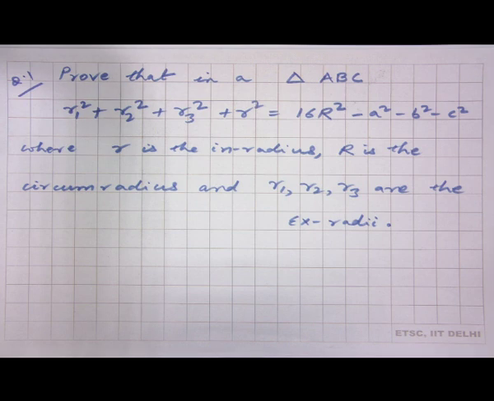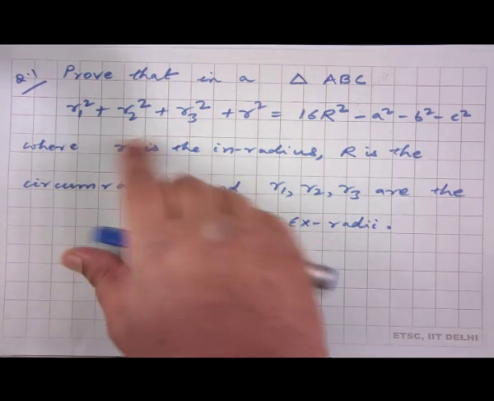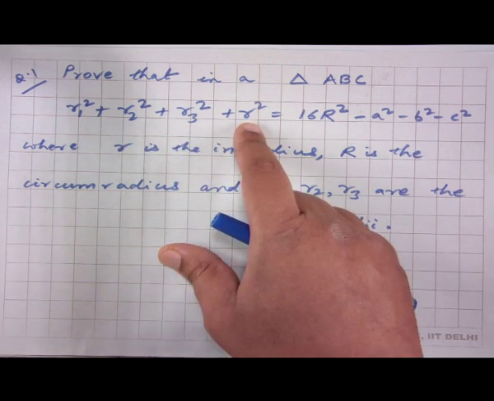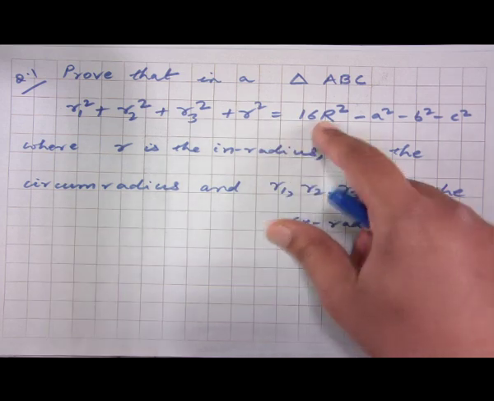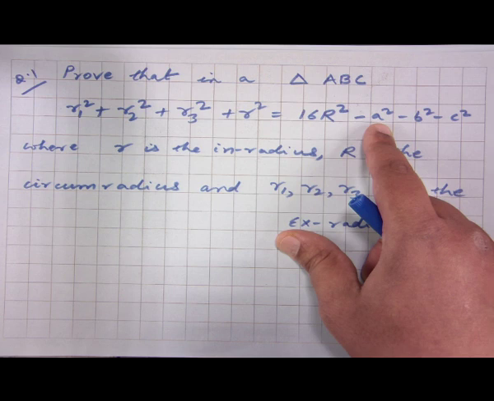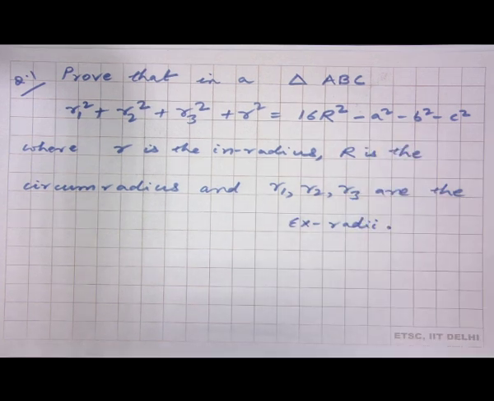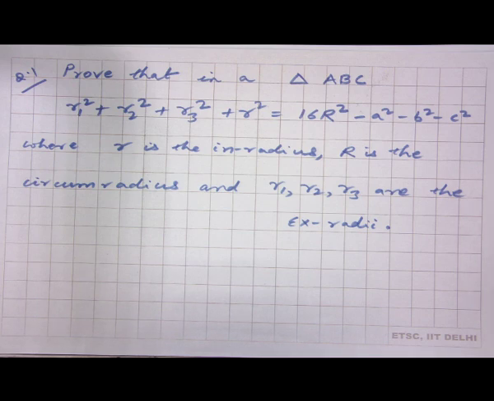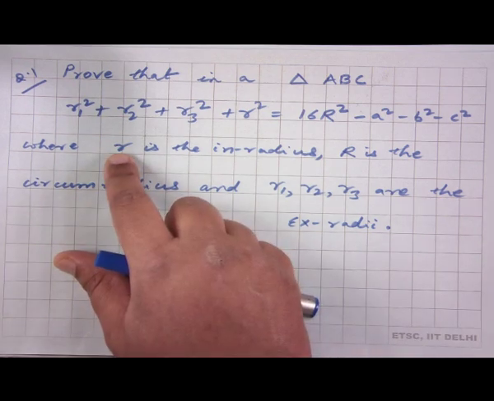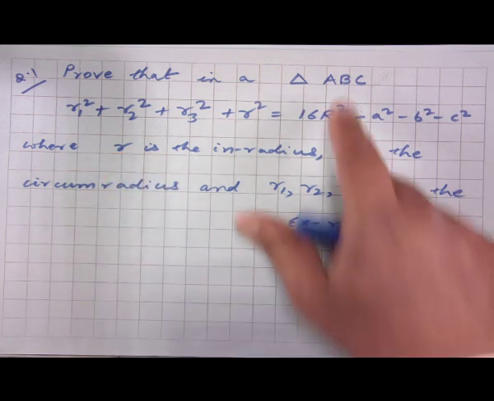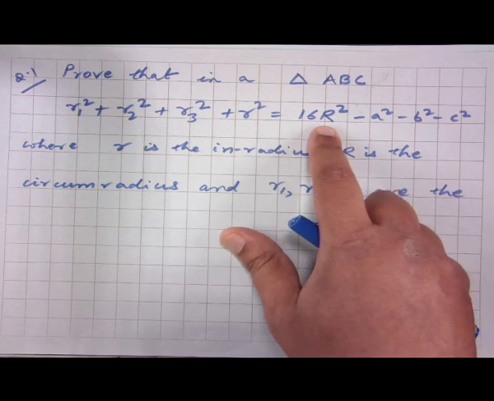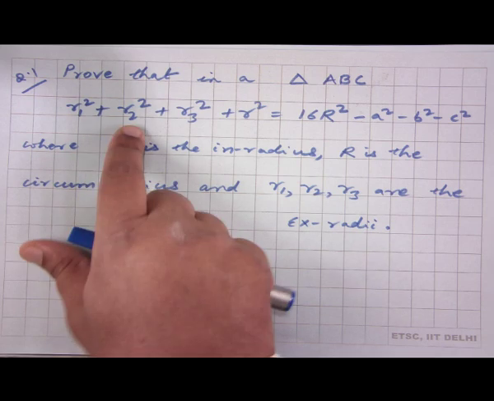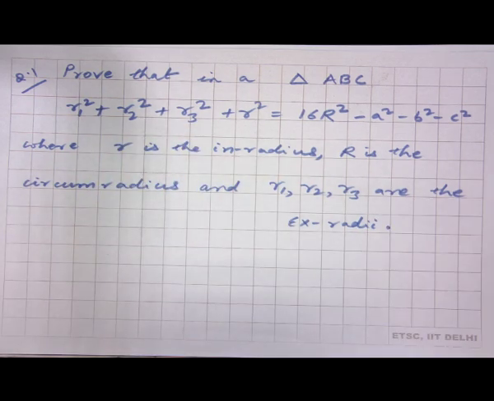It is asking us to prove that r1 square plus r2 square plus r3 square plus r square is equal to 16 capital R square minus the sum of the squares of the sides of the triangle, so minus a square minus b square minus c square, where the lowercase r is the inradius of the triangle ABC, the uppercase R is the circumradius, and r1, r2 and r3 are the radii of the 3 ascribed circles of the triangle ABC.